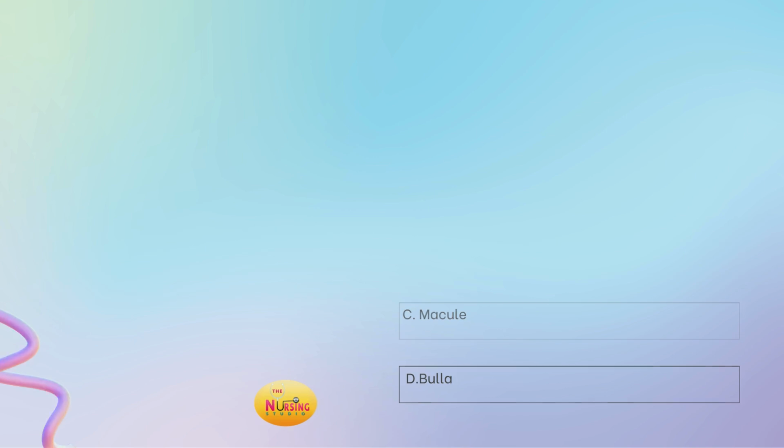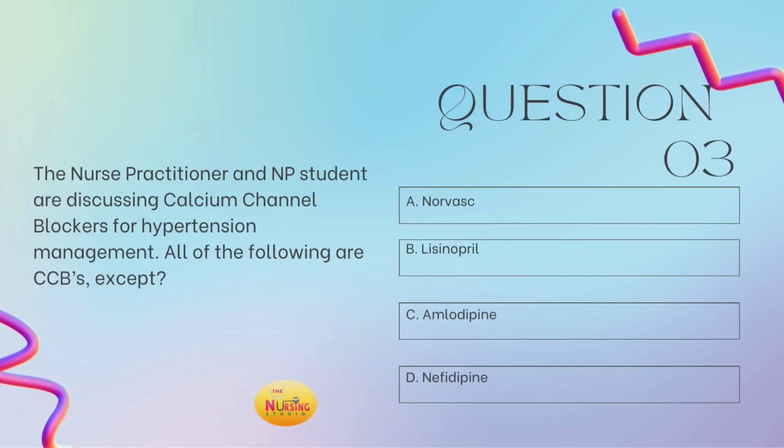And then question number three for today. The nurse practitioner and NP student are discussing calcium channel blockers for hypertension management. All of the following are calcium channel blockers except. Is it A, Norvasc, B, lisinopril, C, amlodipine, or D, nifedipine? Take a moment and tell me what you got.